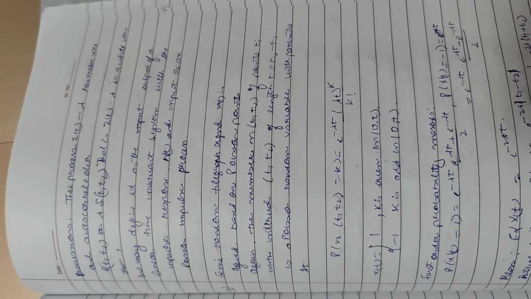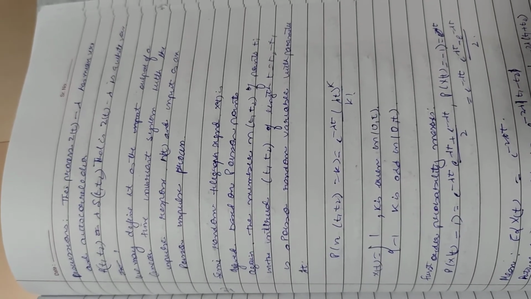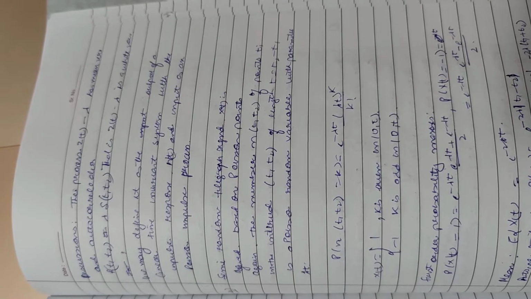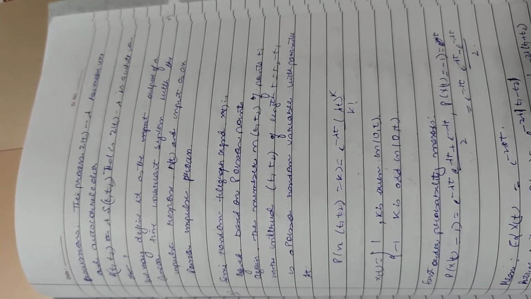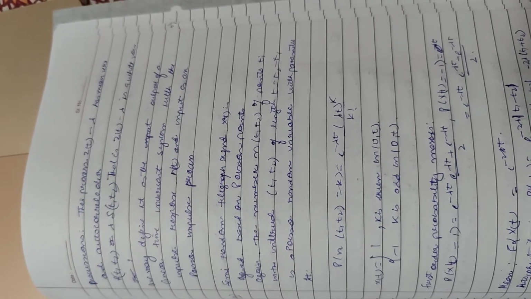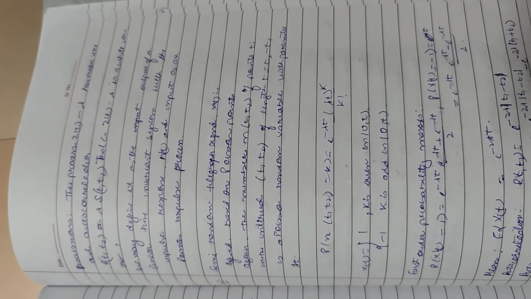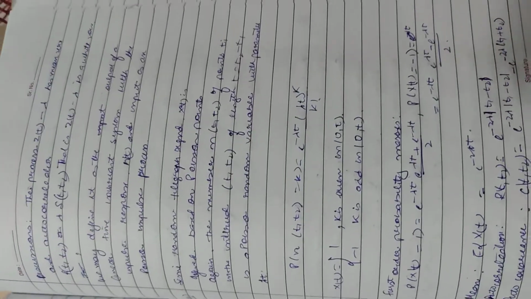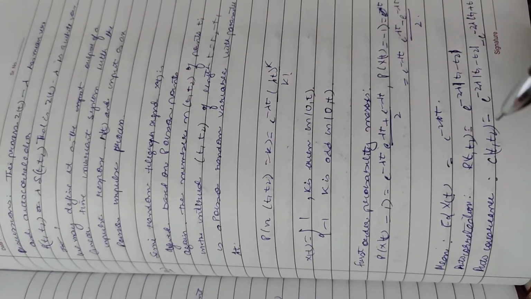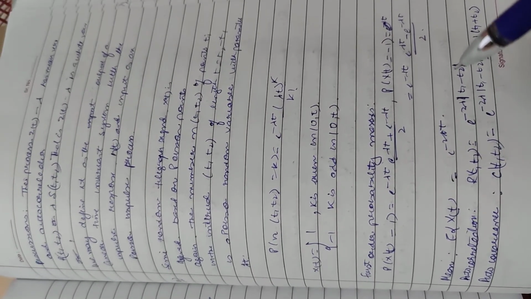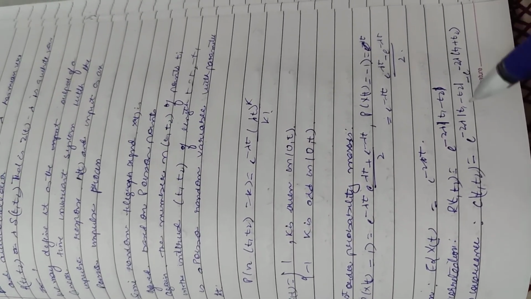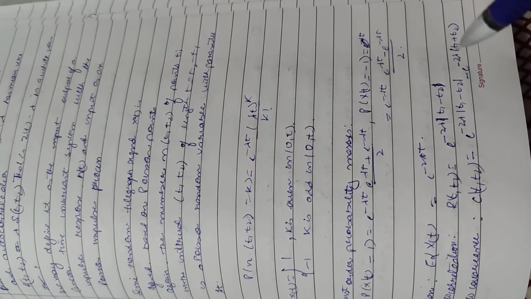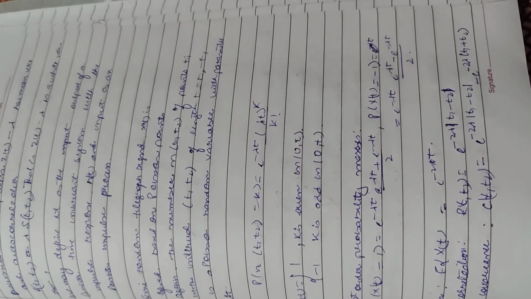Fourth part is semi-random signal, defined based on the Poisson points. Again, the number n(t1, t2) of points ti in the interval (t1, t2) of length t equal to t2 minus t1, where probability of this function is defined as e power minus lambda t into (lambda t) power k by k factorial. So first order probability is given by this equation. Mean we get is e power minus 2 lambda t, autocorrelation function is e power minus 2 lambda mod of t1 minus t2, and autocovariance is e power minus 2 lambda mod of t1 minus t2 minus e power minus 2 lambda (t1 plus t2).